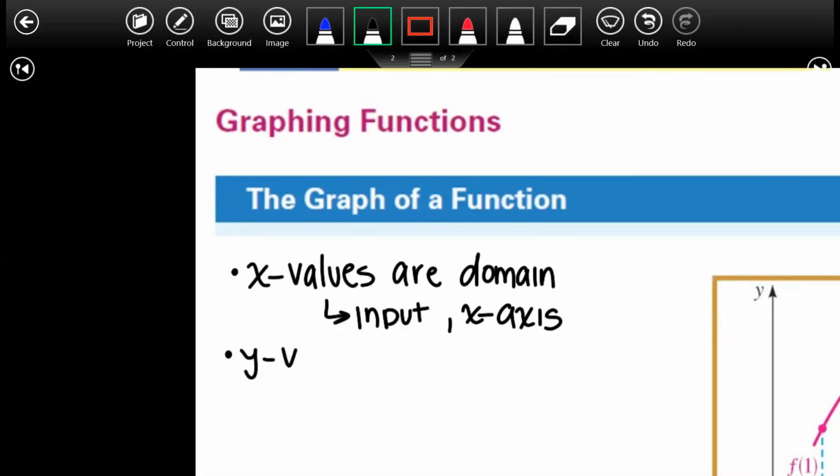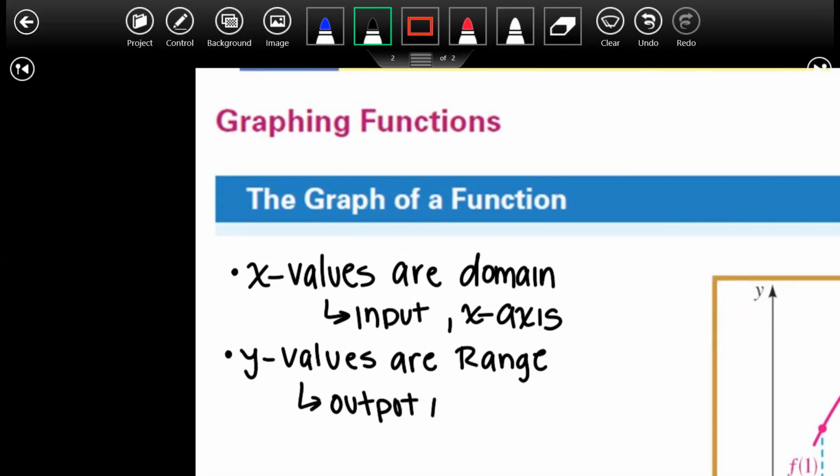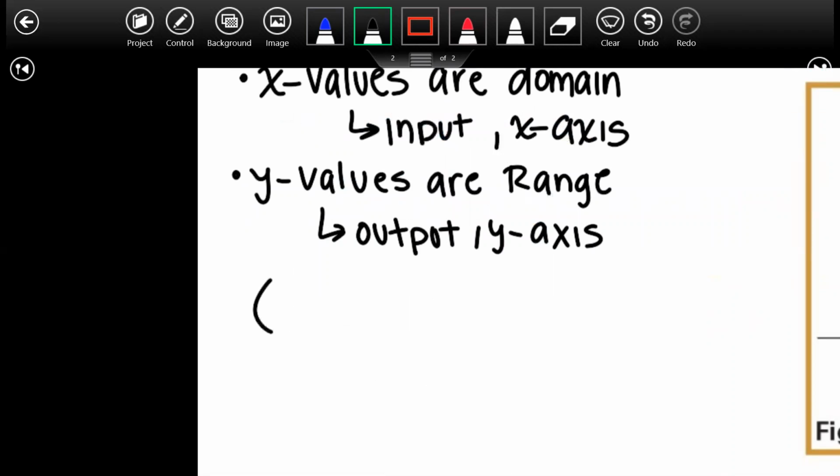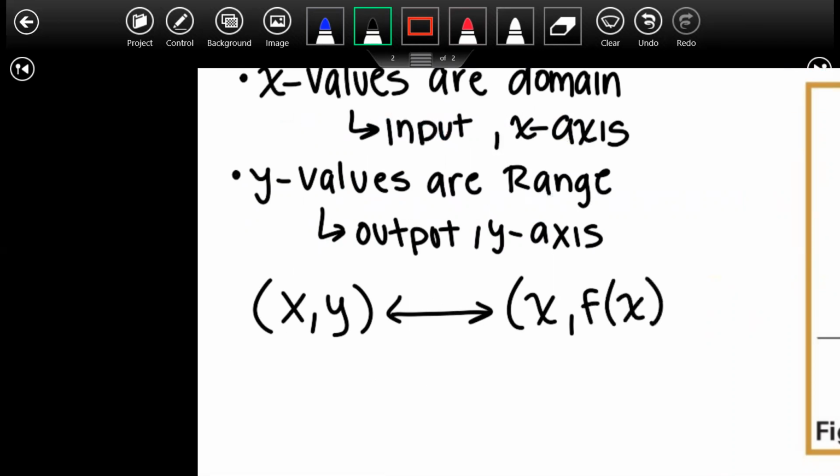We have y values, our range, in which these are outputs. These are on the y-axis. And we can always refer to our points x comma y, our inputs to outputs, which is the same thing that corresponds with x comma f of x. Where if we plug it into the function, we're going to get an output value of whatever f gives us.